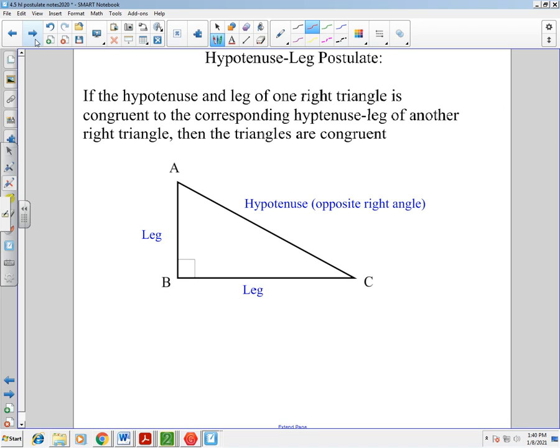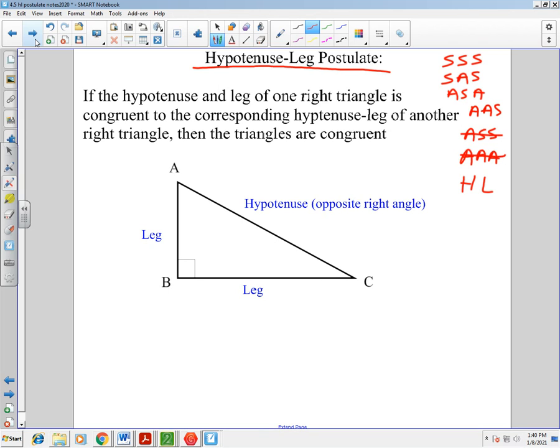So, the hypotenuse-leg postulate. Just so you know, so far we know side-side-side, side-angle-side, angle-side-angle, and we also talked about angle-angle-side. We are not allowed to use angle-side-side, and we also cannot use angle-angle-angle. But today we will introduce HL, which works.